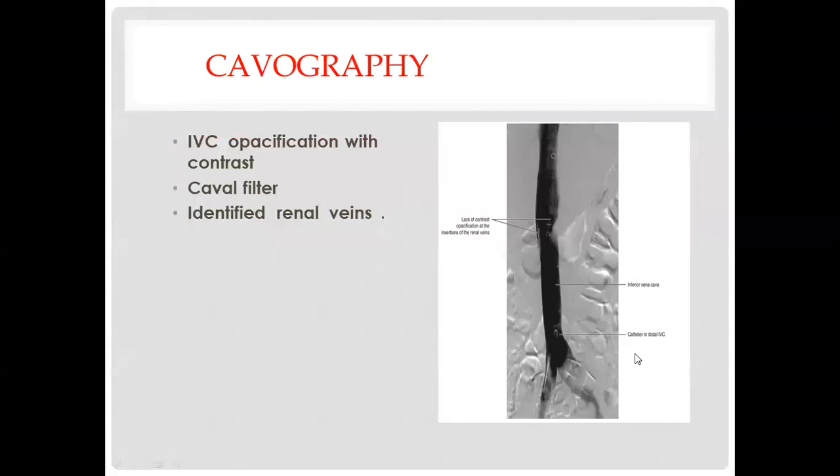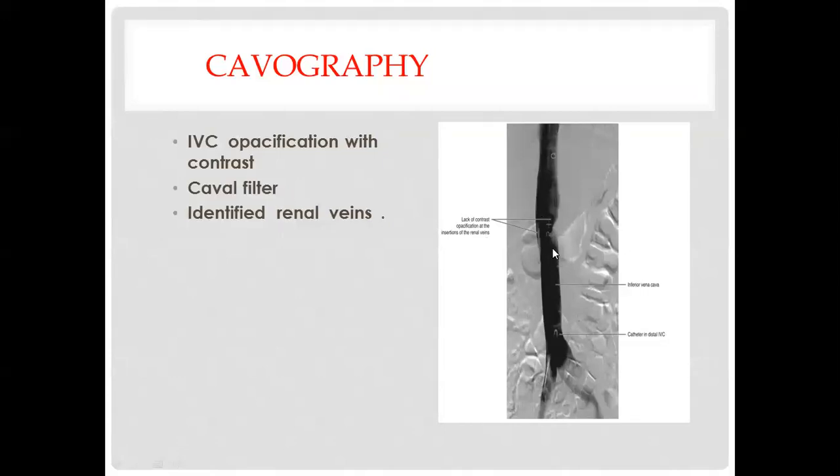The IVC can be opacified by contrast introduced either into both dorsal pedal veins in both feet, via both femoral veins, or by a catheter introduced into the vein itself. Some contrast will be introduced into the tributaries by performing a Valsalva maneuver during the placement of the caval filter.